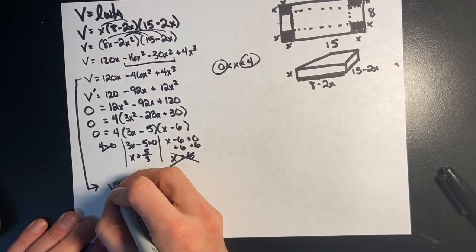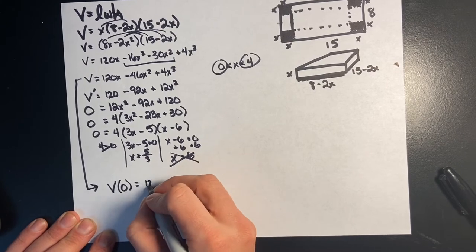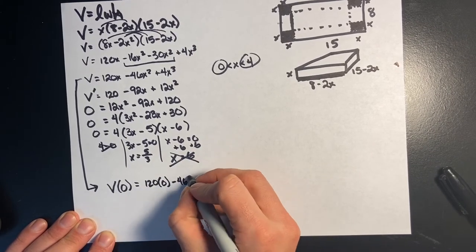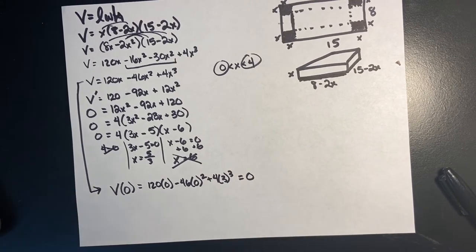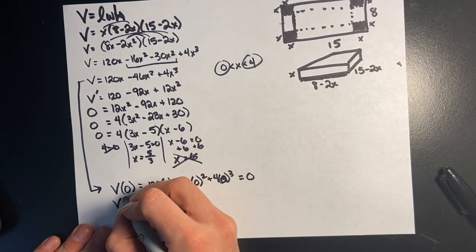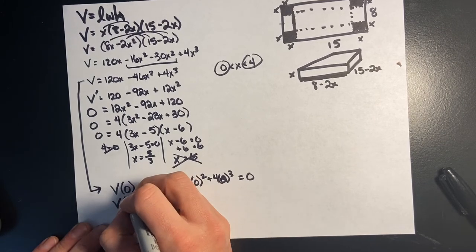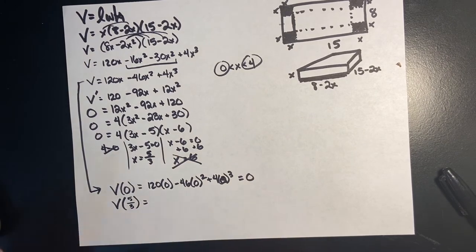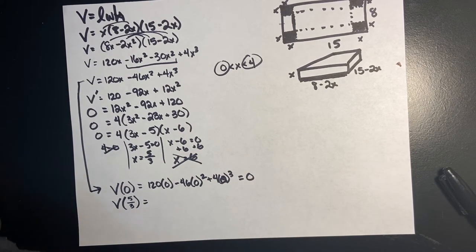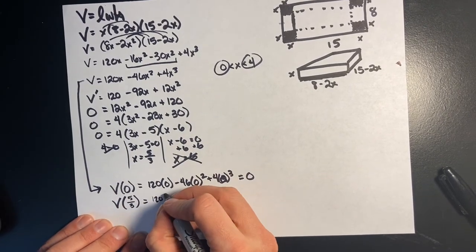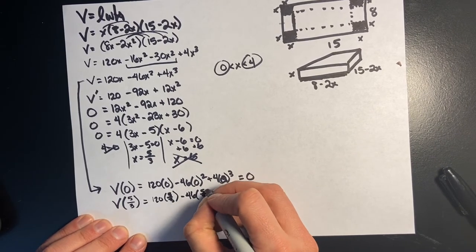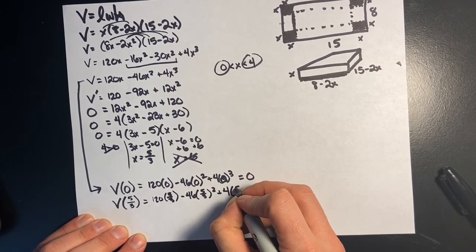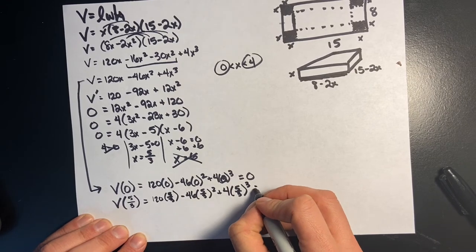I'll start out with 0. V of 0 is equal to 120 times 0 minus 46 times 0 squared plus 4 times 0 cubed. A whole lot of nothing. This is going to be the part where I want a calculator, which I don't have on me. So I'm going to have 120 times 5 thirds minus 46 times 5 thirds squared plus 4 times 5 thirds cubed. All right, let's see.